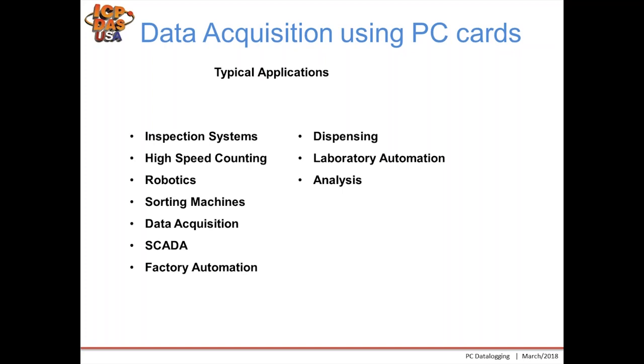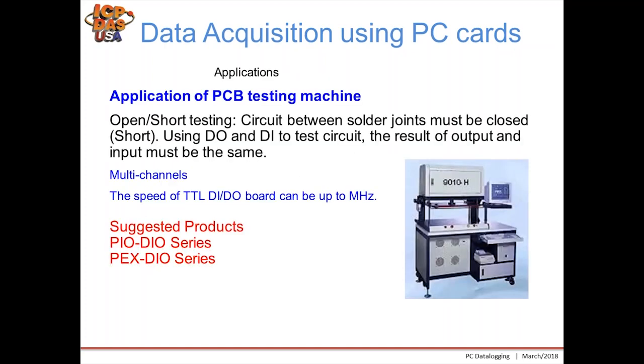Here's a few applications and suggested products. The first one is a PC board testing machine. The suggested products are PCI and PCI Express DIO boards. These are very fast boards and can monitor and analyze the I/O status in the megahertz range. And they've been used for testing of the solder joints for the PC boards.